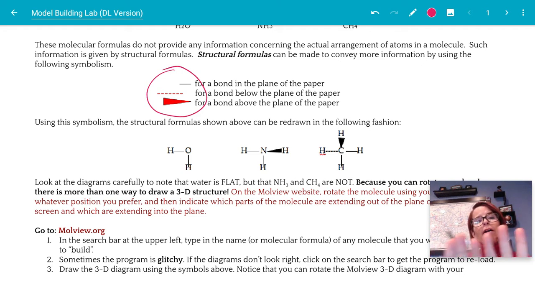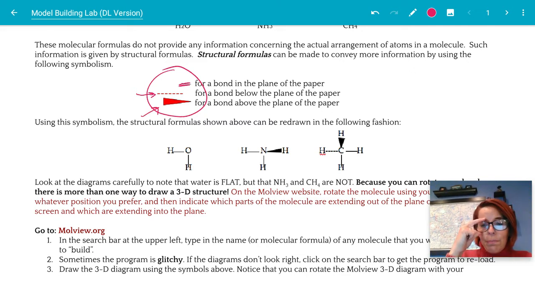If part of the molecule is flat and right in the plane, like if you were drawing on a piece of paper, flat and right in the plane of the computer screen, you can use a solid line like this. If it is coming out behind the computer screen, then you would use this dotted line here. And if it's coming out toward you, you would use this triangle here.